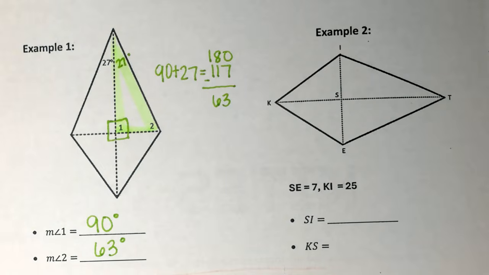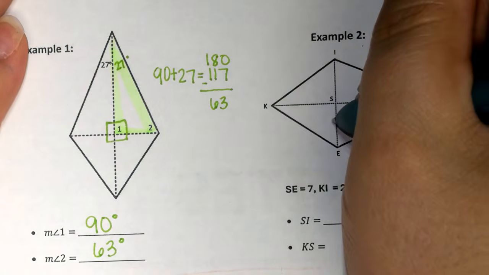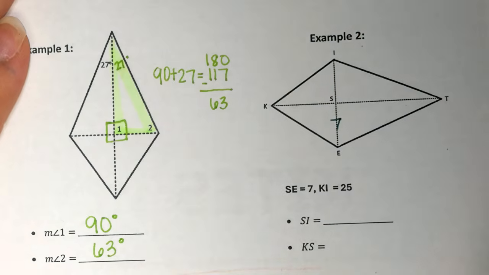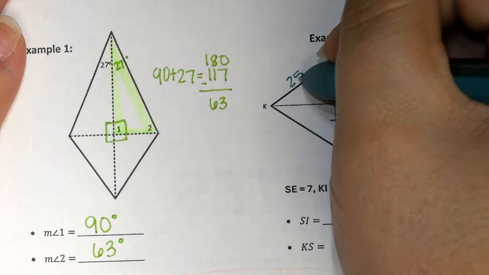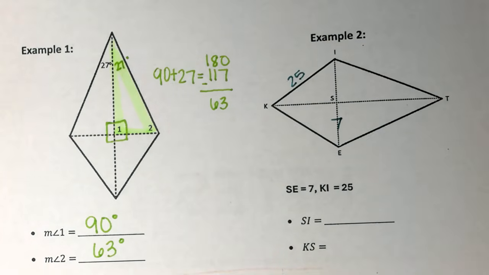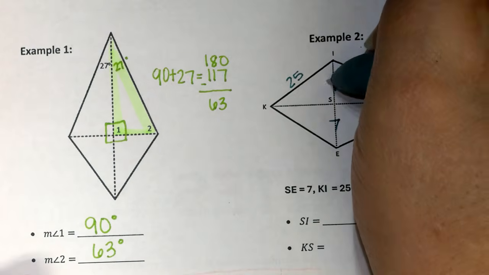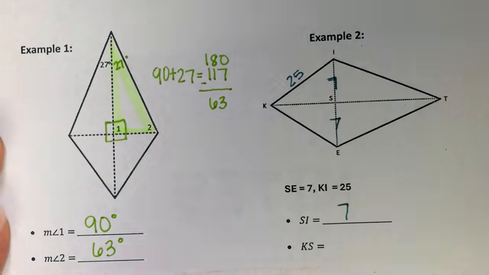Example 2. SE is 7. KI is 25. What is SI? It's one of our triple threes. Oh, we're going to get into that in a second, Jason. I'm glad you remember that. Girls in the back, let's answer these questions, not talk to each other. What is SI? 7. Remember, the long diagonal bisects the short.